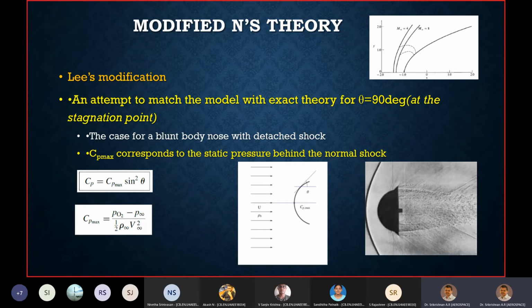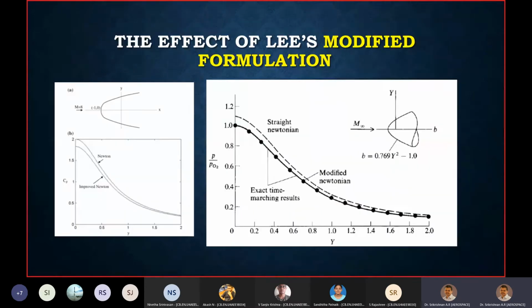So Newton's theory as such, as we have seen here, the derivation is usually based on the attached shock. But Lee modified it in such a way that it can be applied even for detached shocks with fairly accurate prediction of the static pressure distribution on the body. So that is called Lee's modification. I'll come to that, but before that, we'll discuss this graph.